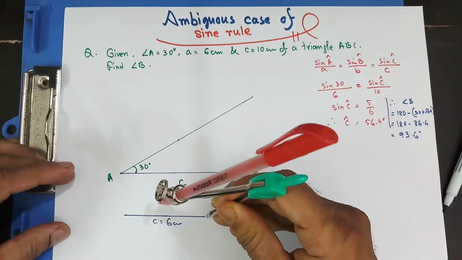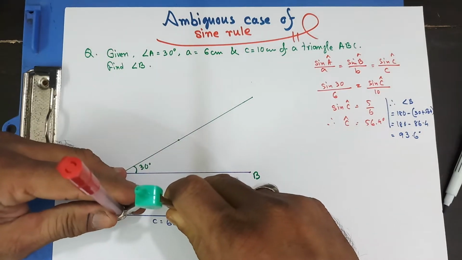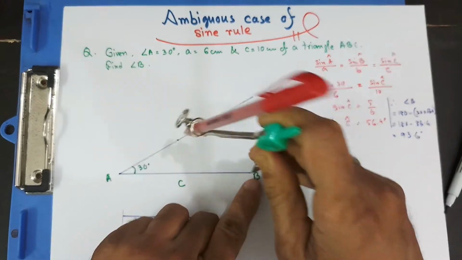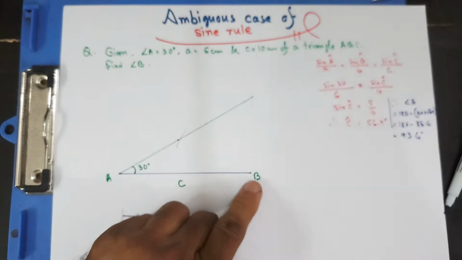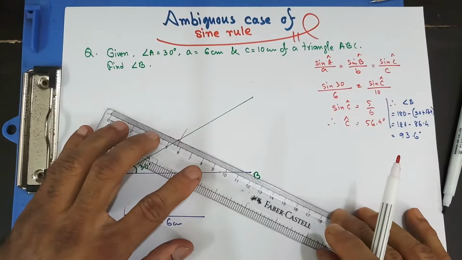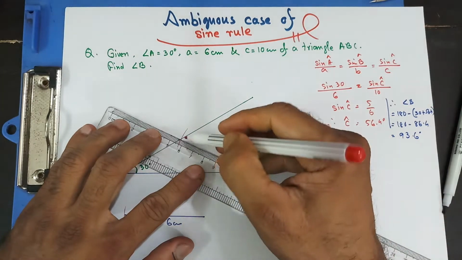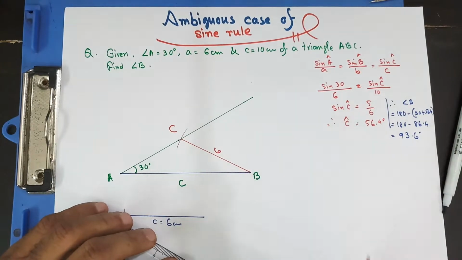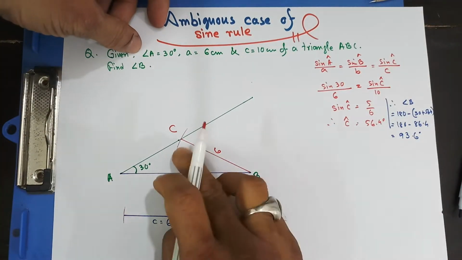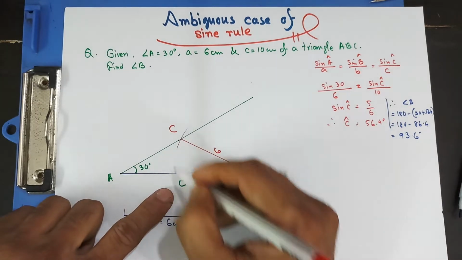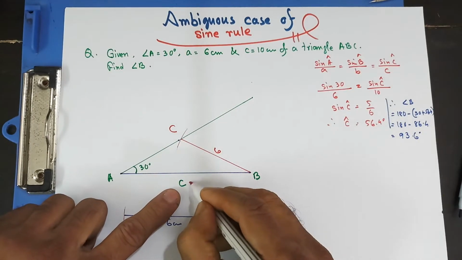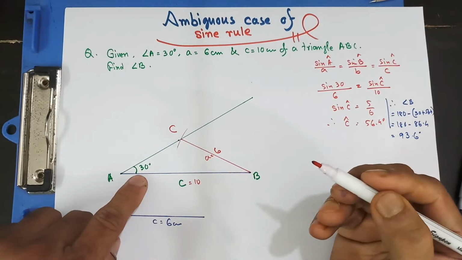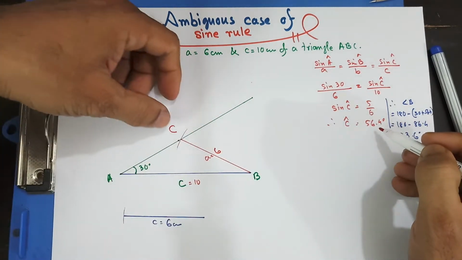So what I'm going to do is take this radius. This is the geometry we are doing. From here, if I take that, I can join this, and I can say this is c and this is 6. So this triangle ABC has opposite of C as 10 centimeters, opposite of A as 6 centimeters, this is A, and this is 30. And look at this, angle C is 56.4.